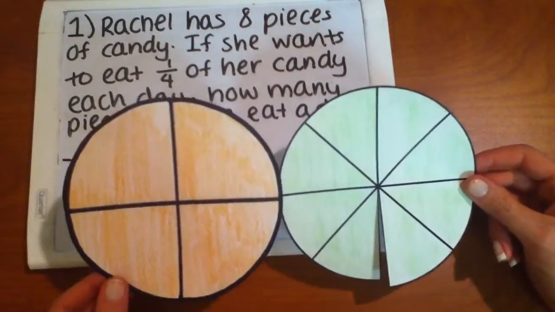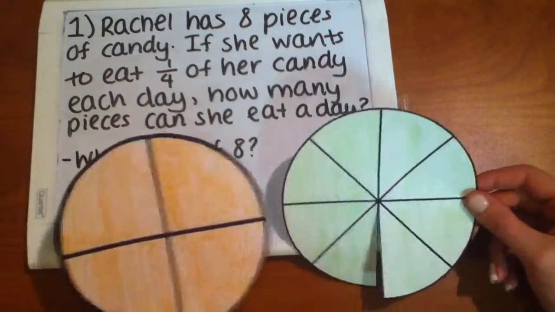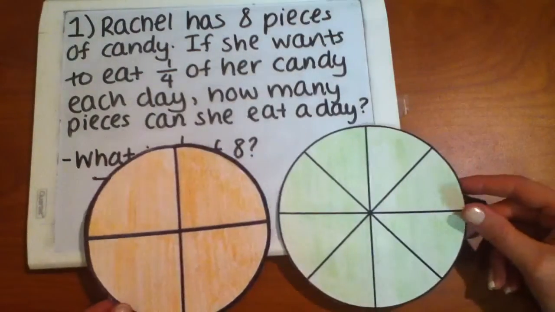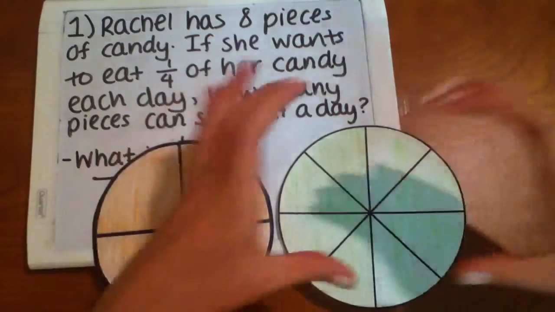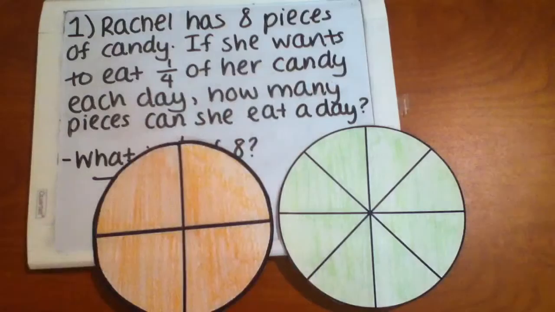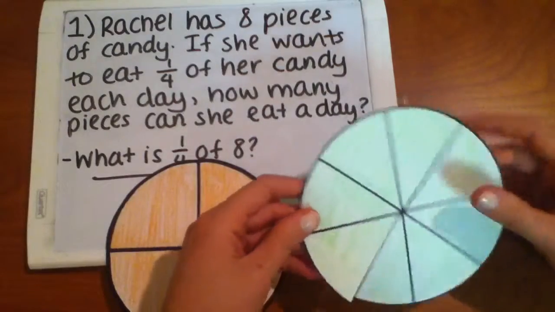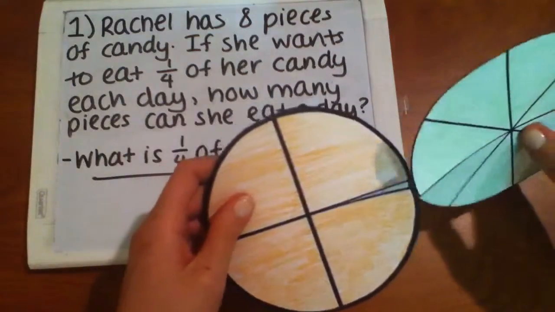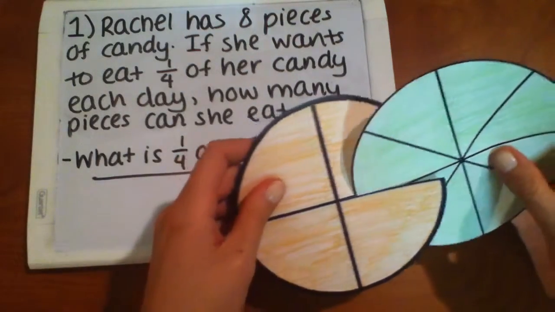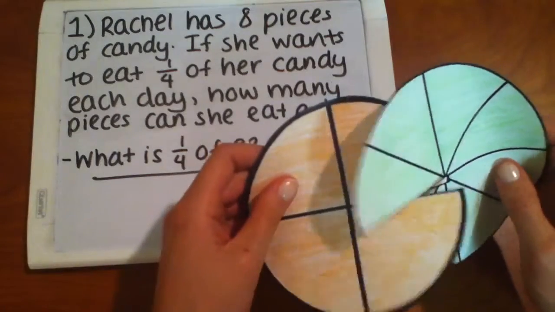That's very important when you're looking at area models, is that they're the same size. You don't want to use a small area model with a larger one because that's not the same whole. That's not the same size whole. So to do this, one thing we can do is compare them. I've just cut slits in these circles.